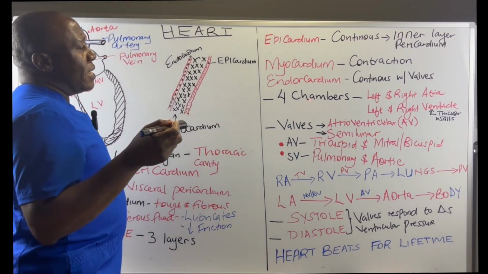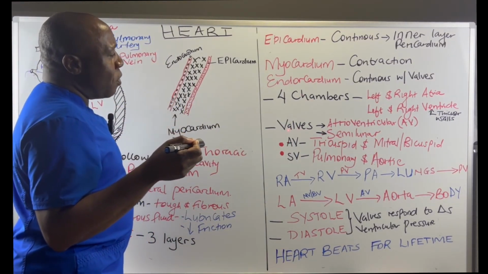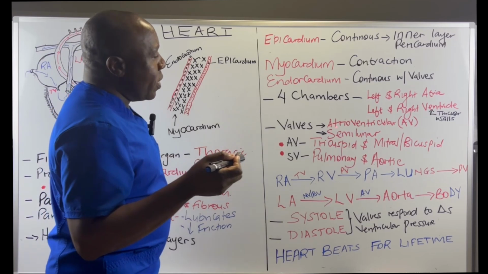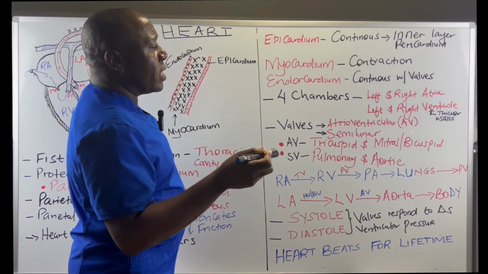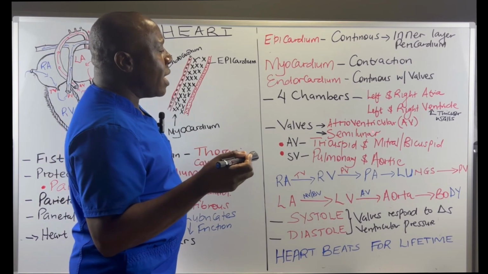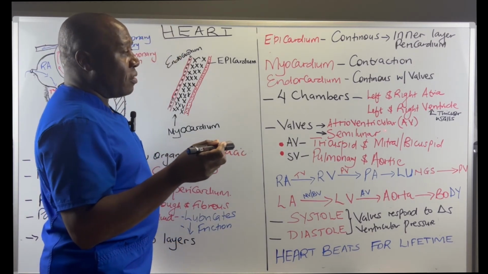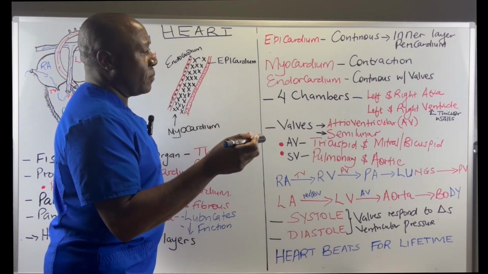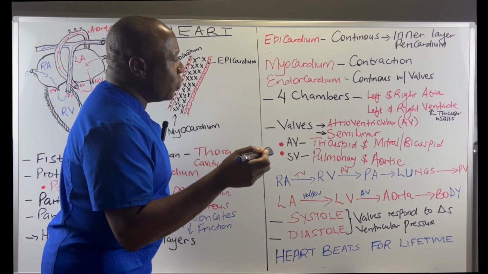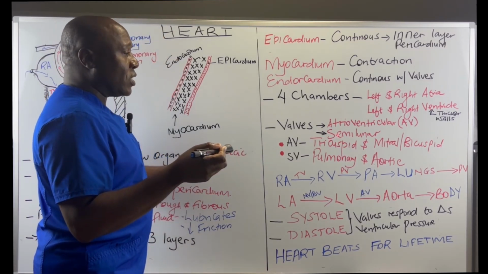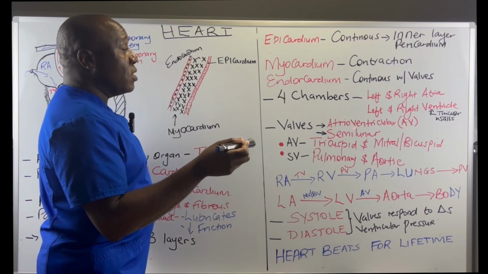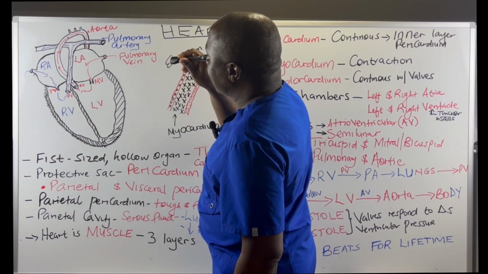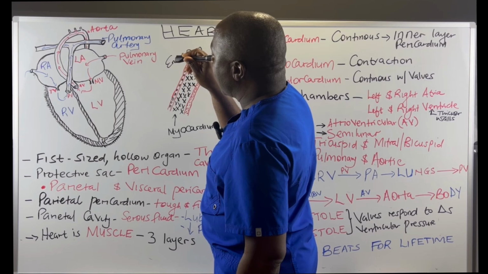Now, as I said earlier, the heart is made up of valves, and there are two sets of valves in the heart. We have the atrioventricular valves or the AV valves and the semilunar valves. The atrioventricular valves are those valves which separate the atria from the ventricles. And the semilunar valves are those which are located at the entrances of the blood vessels that originate from the heart.